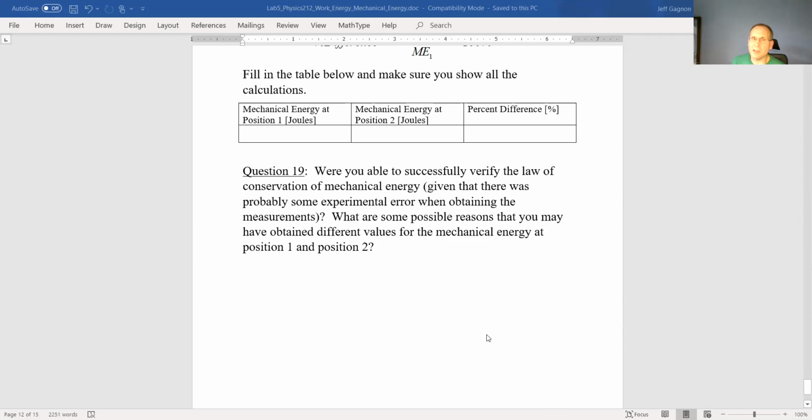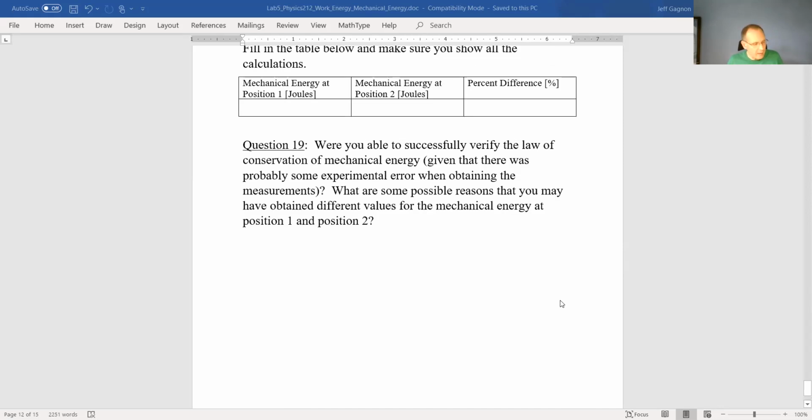And then simply last question, were you able to successfully verify the law of conservation of mechanical energy? Given that it's an experiment, there's going to be some error. It's really hard to figure out exactly how far up that car goes when it is actually at rest. There could be a little bit of friction there. Those wheels aren't perfect. So there are a few reasons why you may not have obtained the exact same mechanical energy values. But in theory, if there was no friction, no air resistance, and you had exact measurements, these two values should be exactly the same. Hopefully they're fairly close.